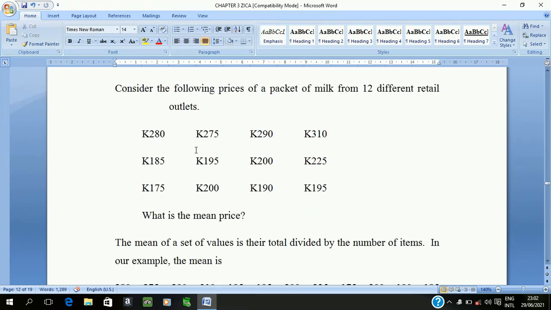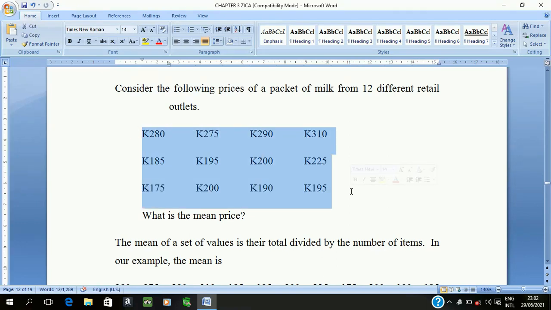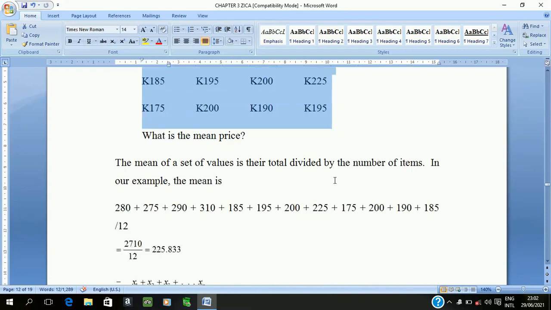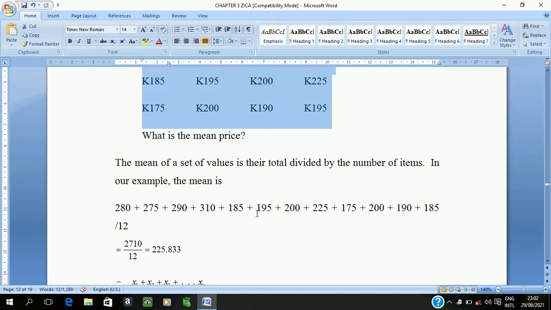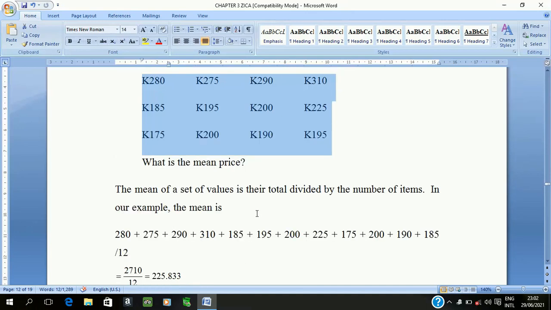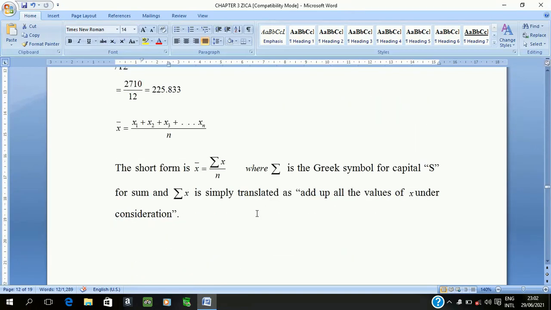What's the mean price? The mean price is simply the sum of all those values. You had 280 plus 275 plus 290 plus 310 plus 185 plus 195 plus 200 plus 225 plus 175 plus 200 plus 190 plus 195. When you get the sum of those, you divide by how many they are. They are 12 values. So the sum divided by 12. You add all the values, divide by 12, and you get 255. So 255 is the mean price, or an average price amongst the 12 shops or stores.